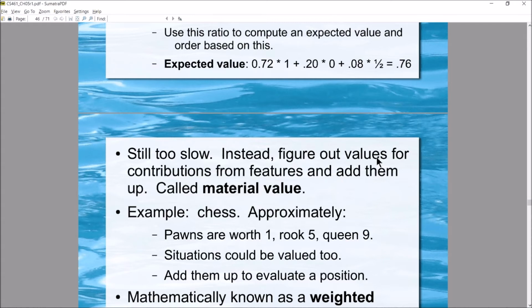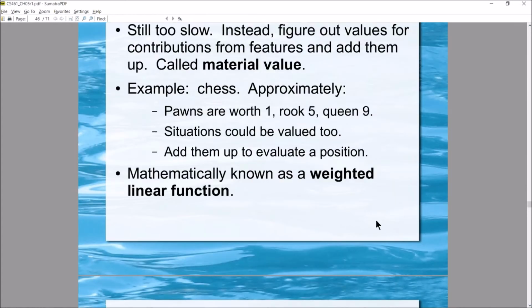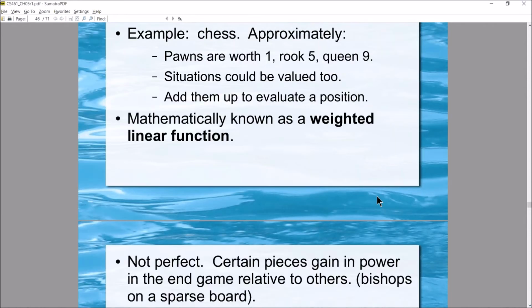Right? So if the AI, let me give you an example. The AI has got 3 pawns and a rook. So from Max's point of view, that state's worth 8 points. And Min's got a single queen, so that's 9 points for Min. Subtract the 2, and you'd say the material value is -1. You can value situations also, but you just add them up to evaluate a position. Mathematically, we're referring to a weighted linear function. That's the term for it.